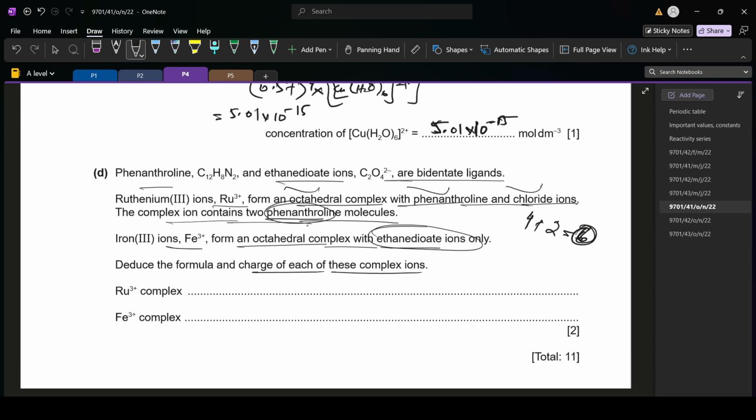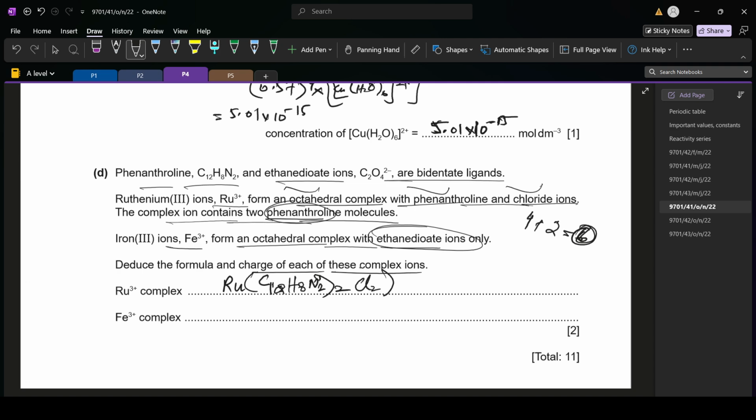So you are given the formula for phenanthroline. What will be the formula for this complex? The metal, then you have phenanthroline, C12H8N2. There are two. And then you have Cl2.